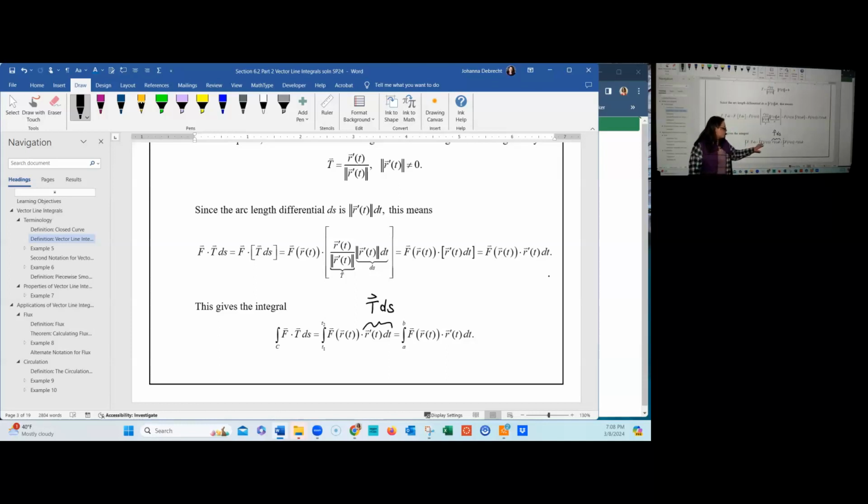This representation right here is replacing the unit tangent vector multiplied by the arc length differential. Then we replace the vector field with F of r of t. And this gives us the representation of the vector line integral in a computable form. We go from the parameter value t equal a to t equal b of the single integral of F of r of t dotted with r prime of t dt. Remember that r prime of t is still a vector, so we have to use a dot product.